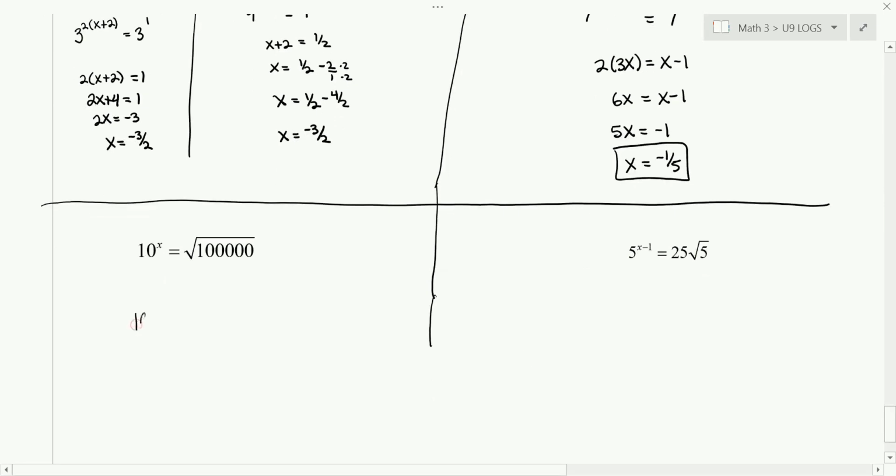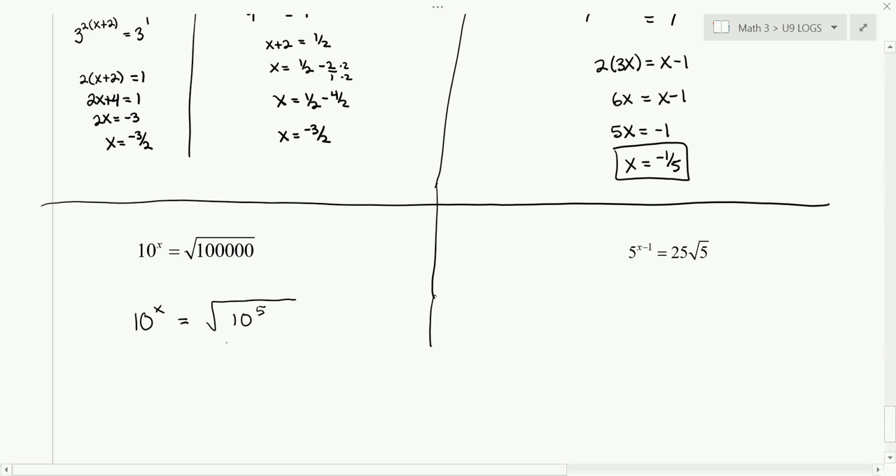So first thing that I would do is rewrite. So if you have a 1 with zeros, that's 10 to some power. And you just count how many zeros you have. 1, 2, 3, 4, 5. So this is 10 to the 5th power. Okay. Then you have two routes you can take here. You could say, well, let's get rid of the square root by squaring both sides. And so you get 10 to the 2x equals 10 to the 5. And then you say 2x equals 5 and divide by 2 and get it.